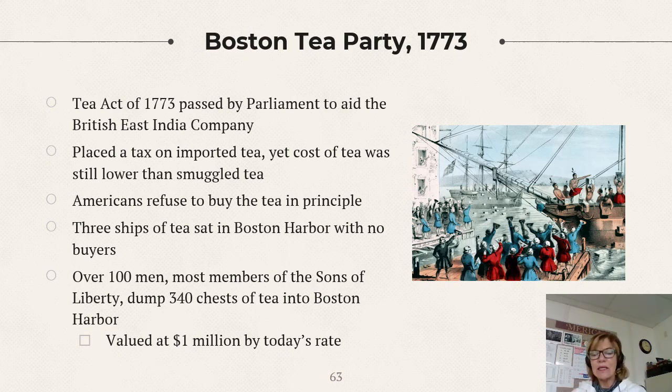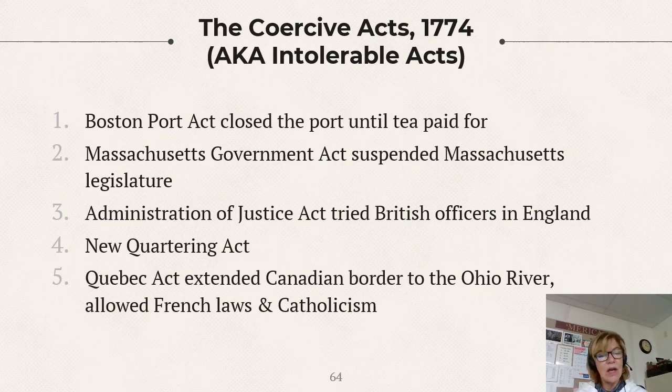So the tea is sitting in Boston Harbor and nobody's buying it. So it's just sitting there on 3 ships, right? So one night, a group of people meet, and most of them, it is believed, are with the Sons of Liberty, probably stirred up by John Hancock and Sam Adams, but they dressed as Native Americans and they go onto these ships. It takes them 3 hours. There are 100 men, 340 chests of tea, and they dump it into Boston Harbor. Today's value for that tea would be about $1 million. So it was a huge deal. It could not go unpunished.